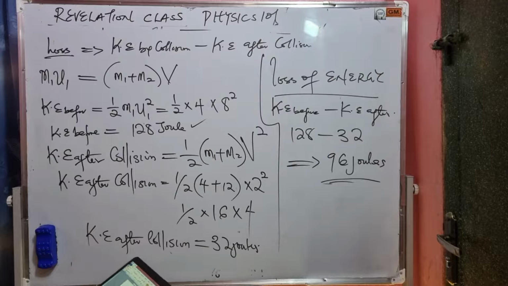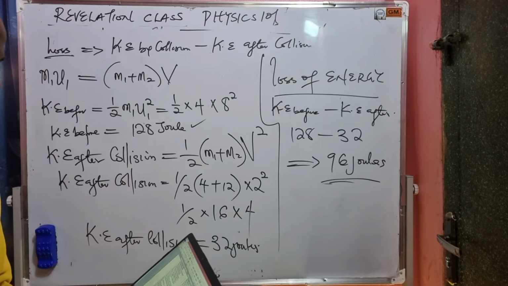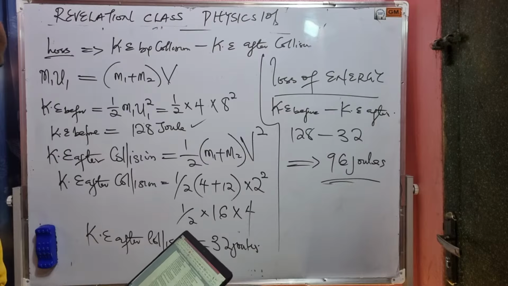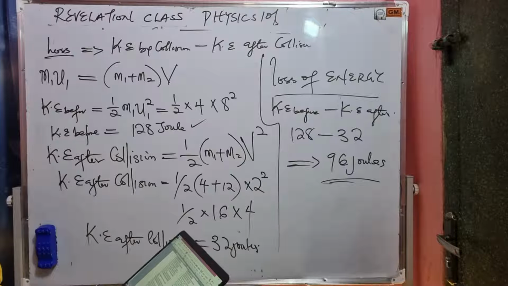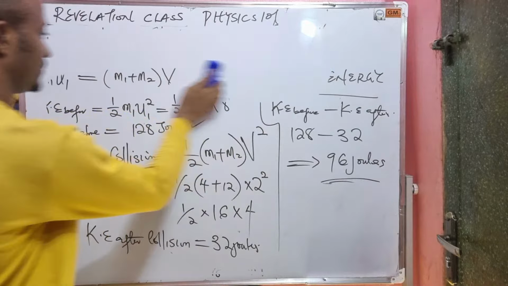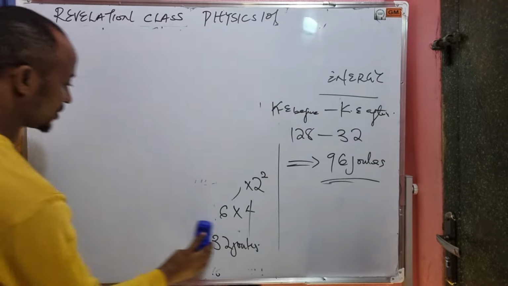Okay. Next question says that a machine gun of mass 20 kilograms fires a bullet of mass 100 grams due south with a velocity of 25 meters per second. What is the recoil velocity of the gun? Okay, let's solve it. This is a very simple question. If you're a JAMB candidate here, please take note of this question and take note of this class. Very important, okay?